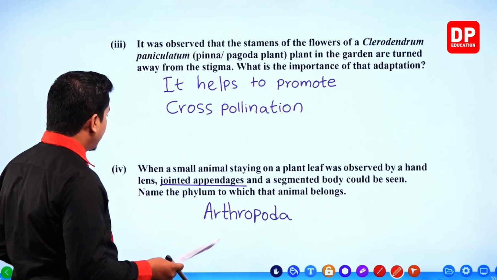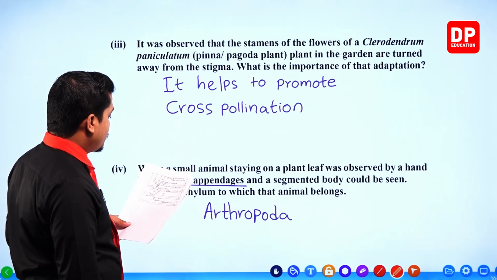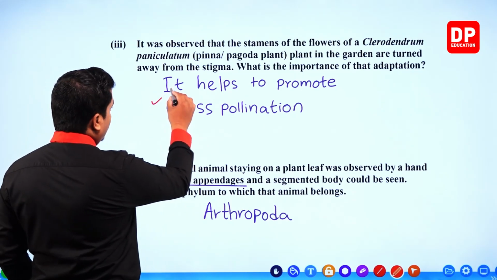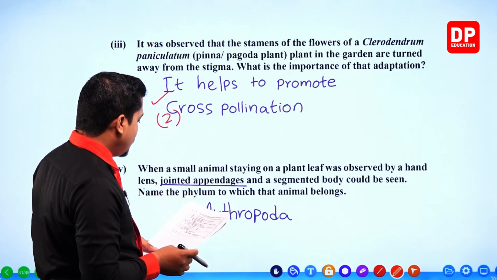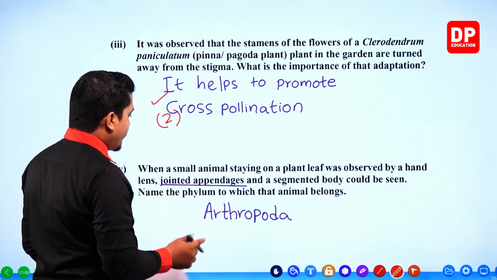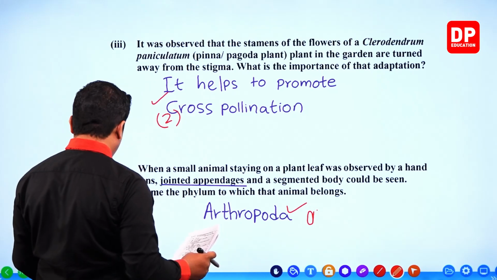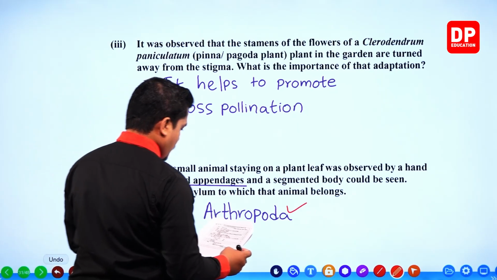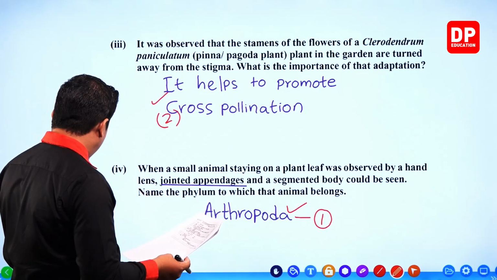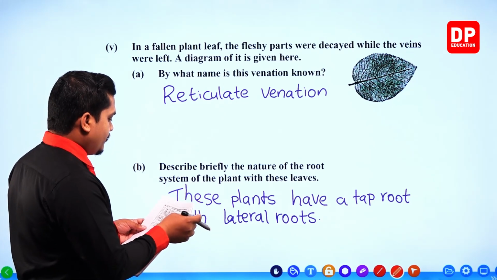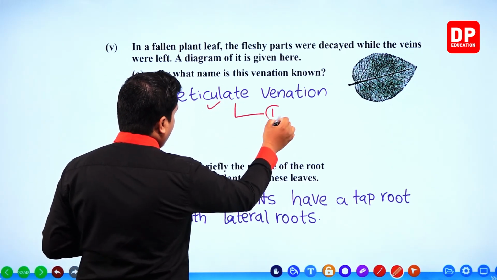Then next one, for writing down the promotion of cross-pollination, you'll be getting 2 marks. Then for writing down arthropoda, you'll be receiving 1 mark. Then for the reticulate venation answer, 1 mark again.